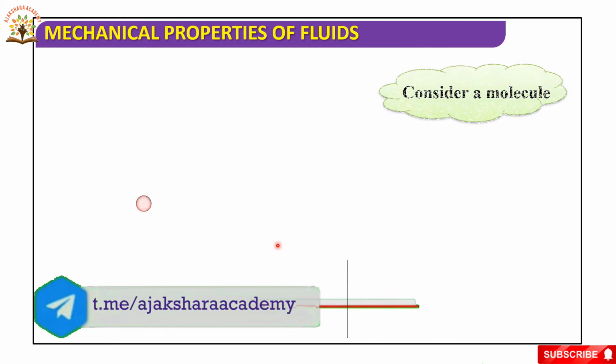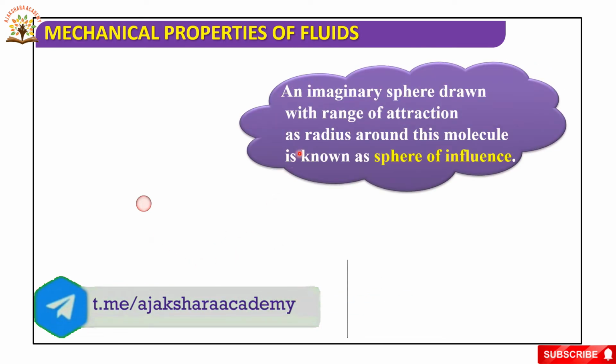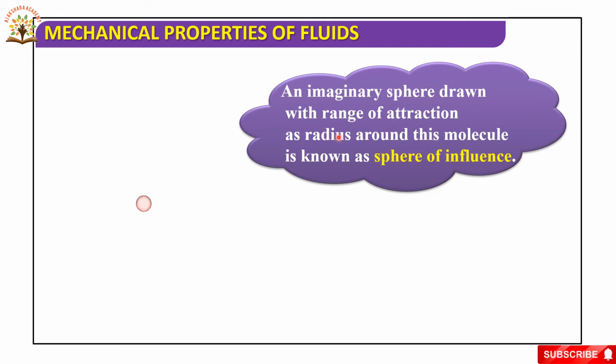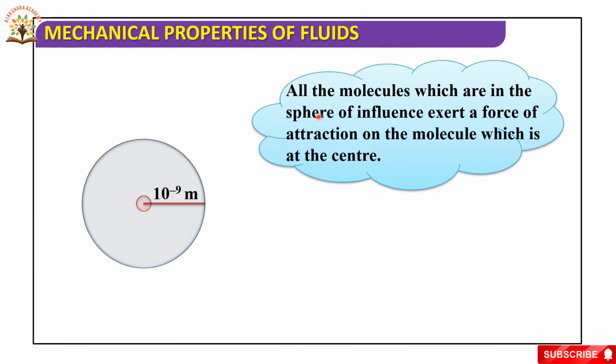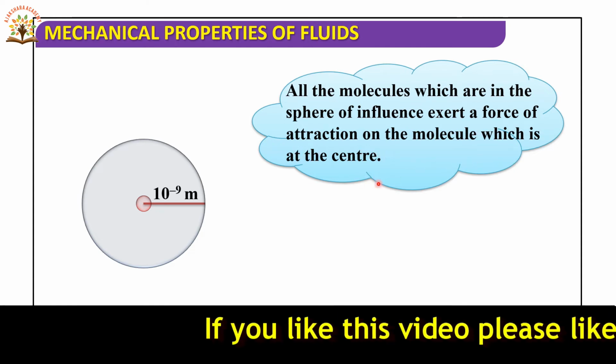Consider a molecule. An imaginary sphere drawn with the range of attraction as radius around the molecule is known as sphere of influence. All the molecules which are in the sphere of influence exert a force of attraction on the molecule which is at the center.